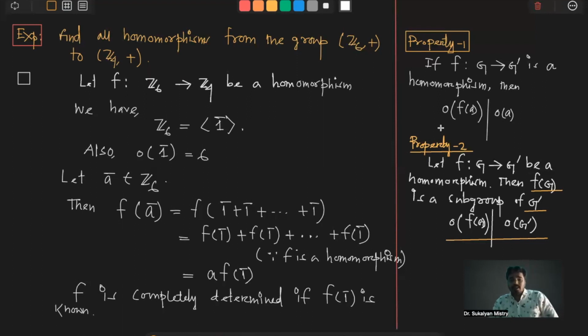Now we apply these two properties. What is the first property? If f is a homomorphism from the group G to G dash, then the order of f of a divides the order of a. That means the order of the image divides the order of the pre-image.